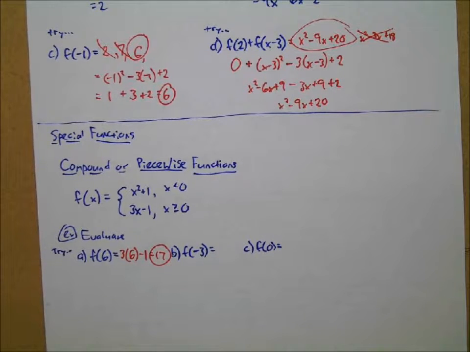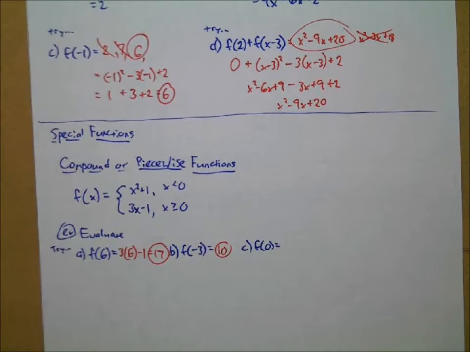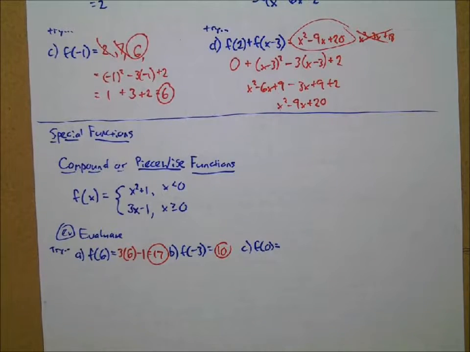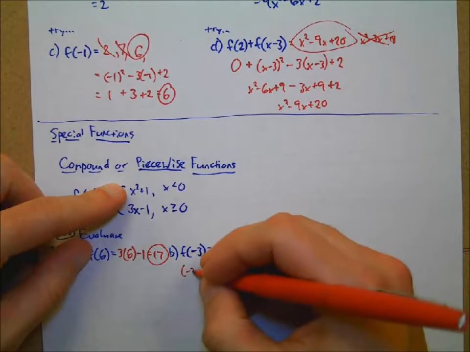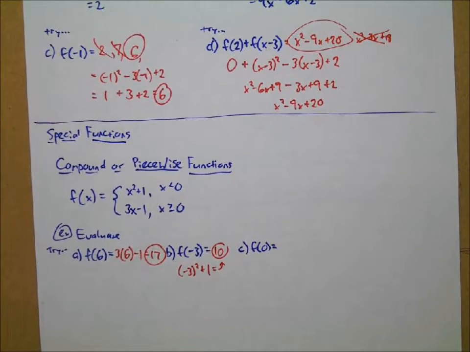All right, May, letter B. What do you say? f of negative 3. What's that going to equal? 10. Okay, so which part of the piecewise function did that go into? The first one, the top part right there. Yeah, so that would be negative 3 quantity squared plus 1, and so that gives us the 10 there. Very good.